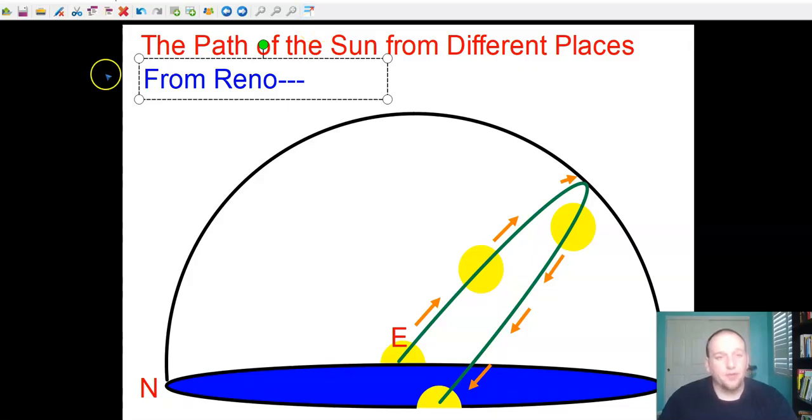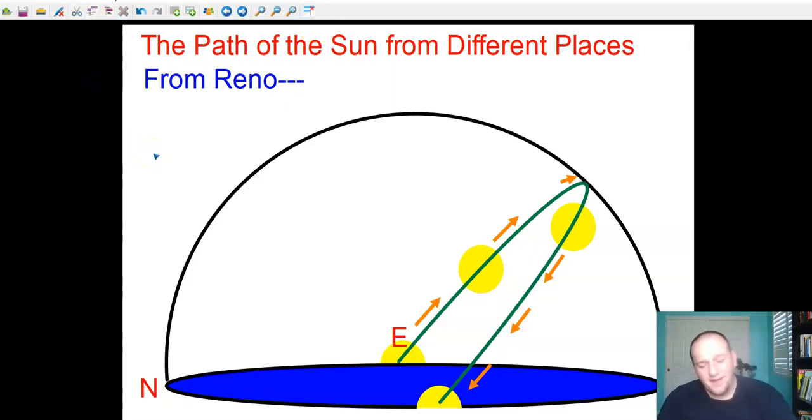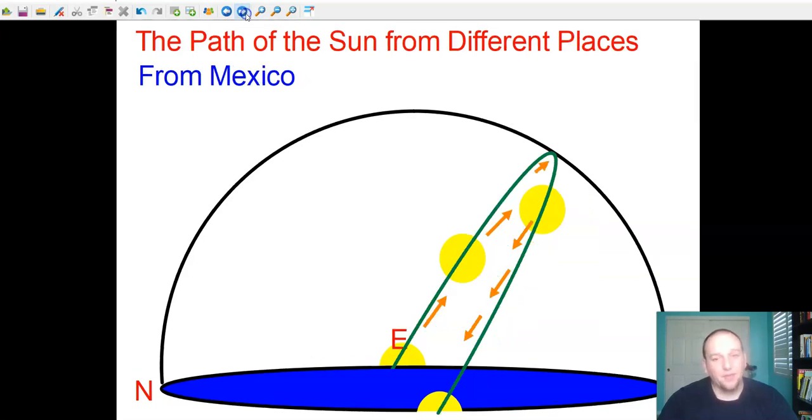What I hope you noticed from Luis's video is that the sun comes in at an angle where we live here. It doesn't go straight to the horizon. And that angle turns out to be really important. So as we work our way south from Reno, say we go from Reno to Mexico, the equinox sun still rises in the east and sets in the west, but its path is a little different. It turns out that angle is what changes.